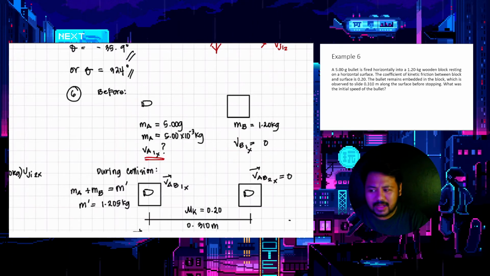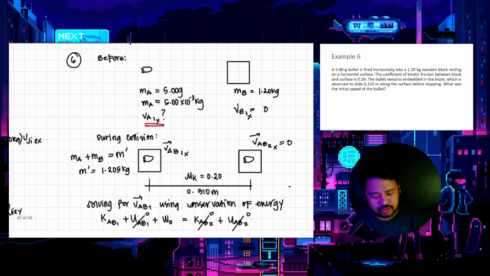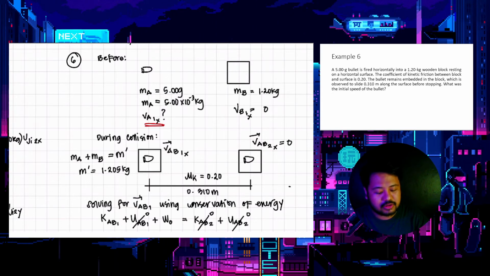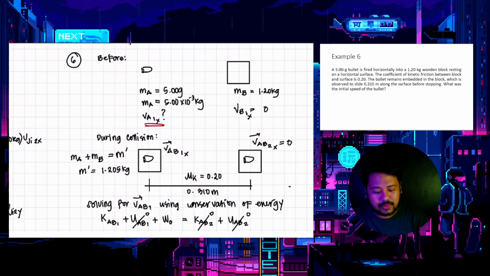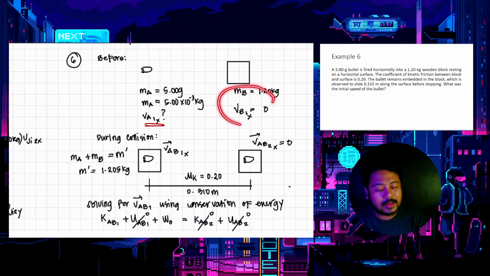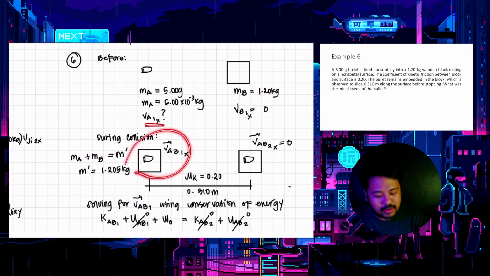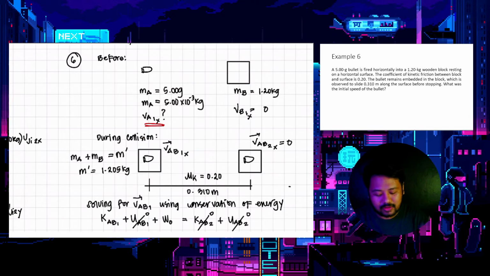So with that, let's have the second scenario, wherein after collision, the bullet is embedded in the block. It will move 0.310 meters before stopping, while friction is acting with a coefficient of 0.20. Now, we have to get first this speed, or velocity if you want, the moment that the bullet will embed itself in the block.